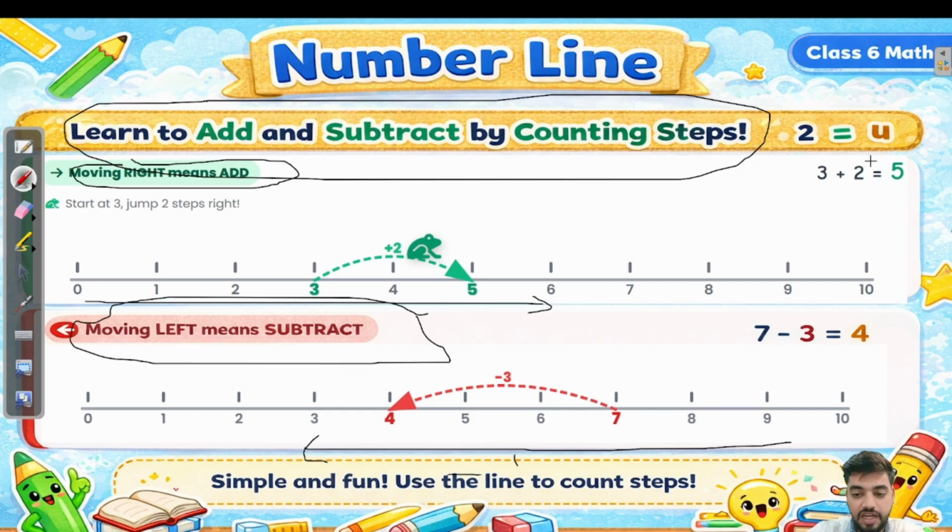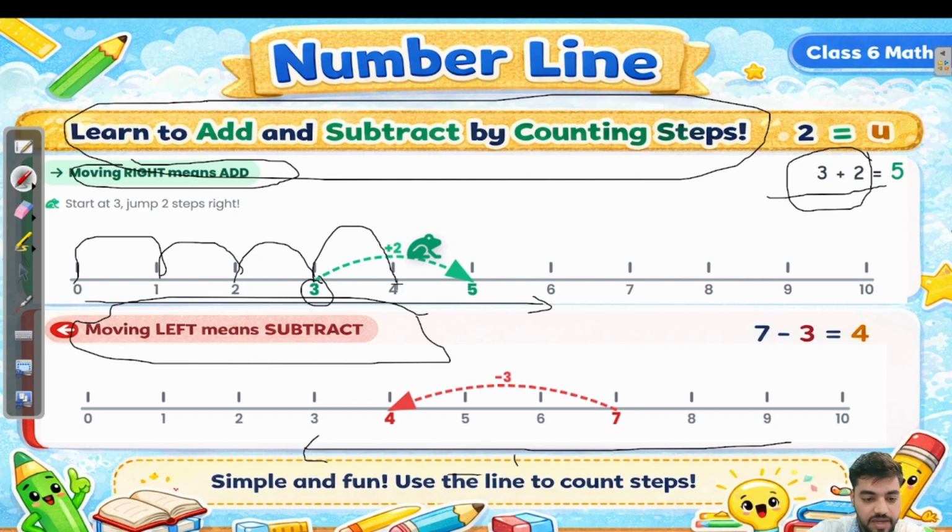Same, if I ask whether we can do 3 plus 2 on the number line. You can see when we go from 0 to 1, this is one step. Same as 1 to 2, this is one step again. Same 2 to 3, this is one step again. But when I ask about 3 plus 2, just start from 3 and move 2 steps forward. 1 step, 4. 2 steps, 5. So we get the answer 5.